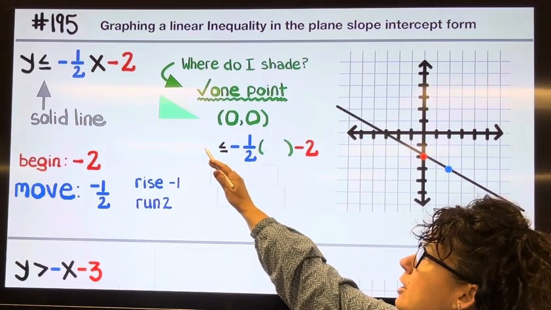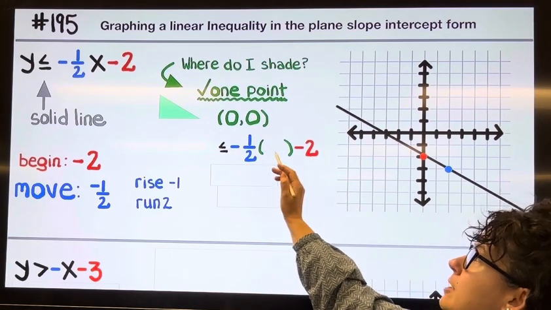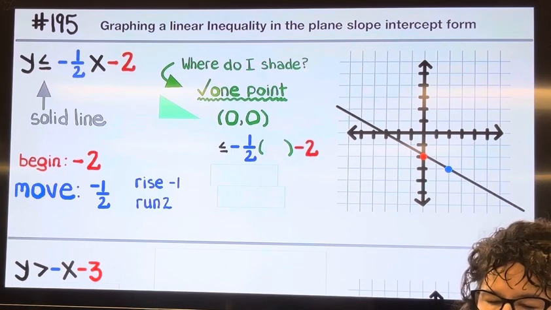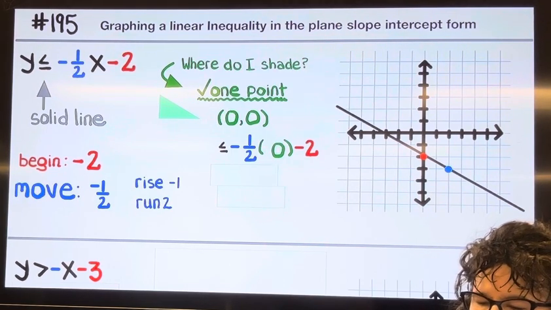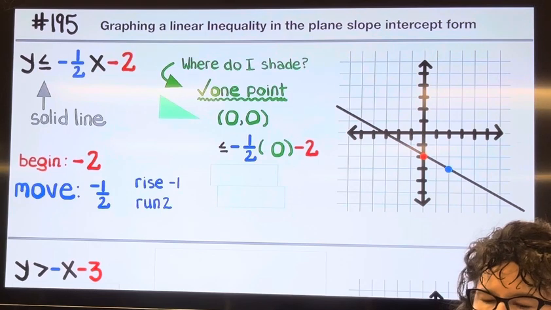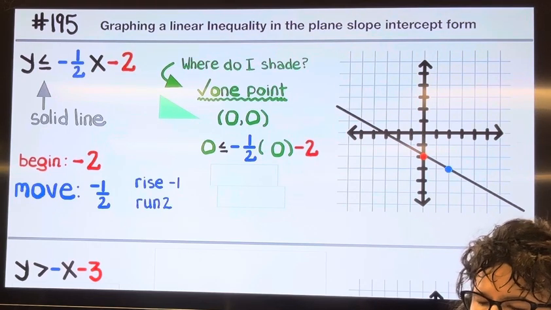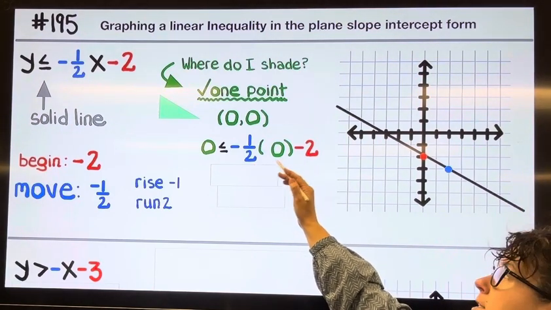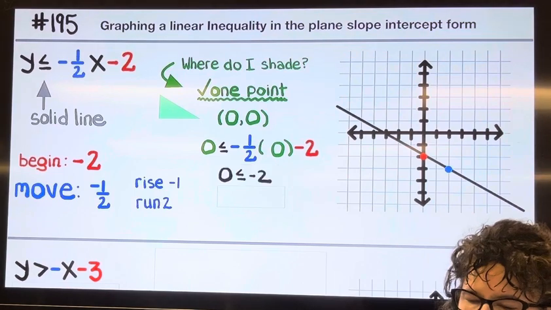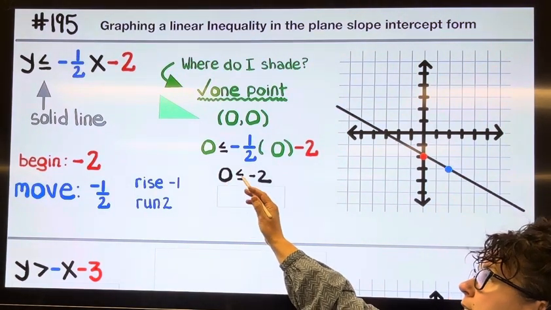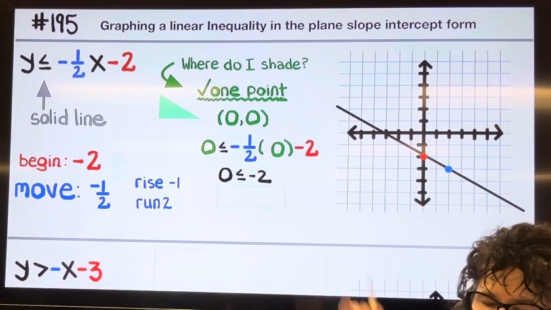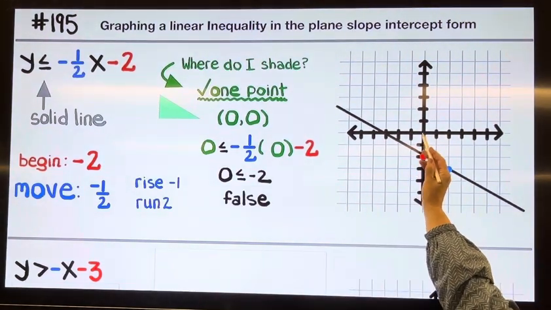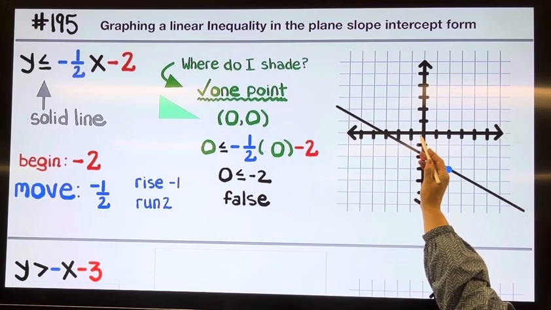Taking my inequality y is less than or equal to -1/2 times x minus 2, I'm going to replace the x with 0, and I'm going to replace the y with 0. Simplify to see if it's true. -1/2 times 0 is 0, and 0 minus 2 is -2. 0 is less than or equal to -2. That is not true. So that means that the point 0, 0 should not be included in the shading.